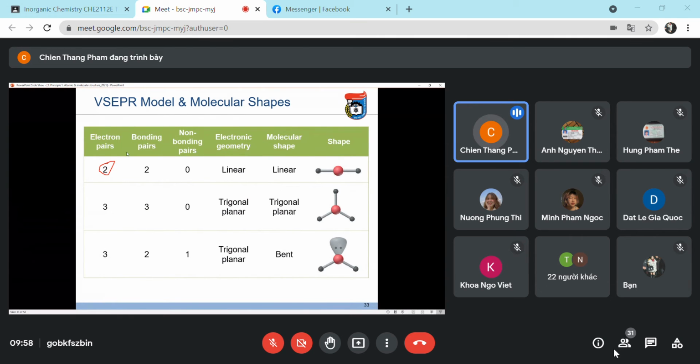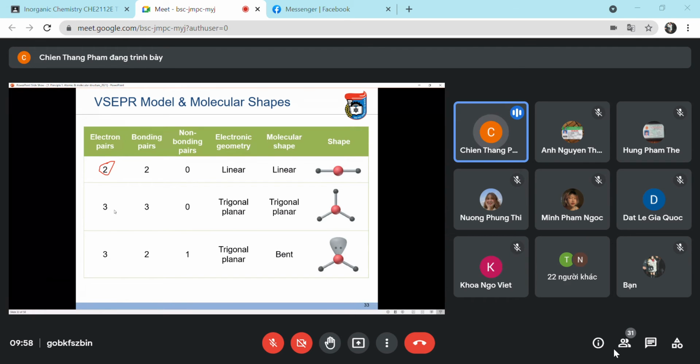Okay, so let's consider the molecular shape. In case of 2 electron pairs, there are 2 bonding pairs and 0 non-bonding pairs, so it's easy to realize that the molecular shape is linear. I think this is no problem for the first situation.